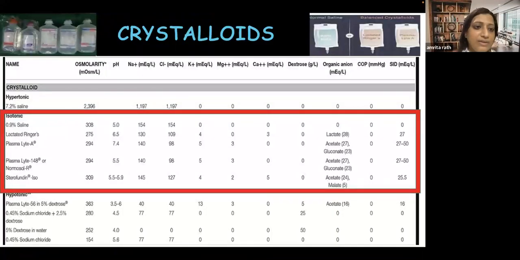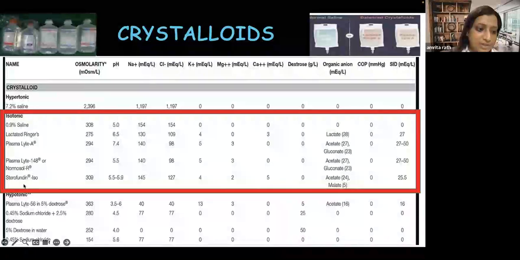So what IV fluids do we have? I have hypotonic, isotonic or hypertonic. Isotonic is 0.9% saline, Ringer lactate, Plasmalyte A, and Sterofundin.